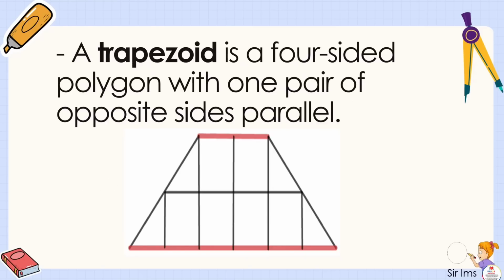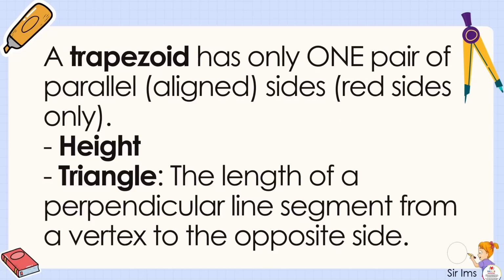While a trapezoid is a four-sided polygon with one pair of opposite sides parallel. Yung red lines dyan, nakikita natin na they are parallel. A trapezoid has only one pair of parallel or aligned sides, which is the red sides only.